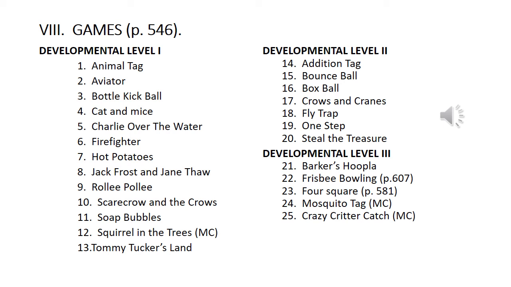For activity 8, we're going to be doing games. And again, if you go to the very first page of your activity outline and read it, it says students are required to teach one game activity. Read chapter 22, game skills. So in chapter 22, we're going to go to page 546. So turn to page 546.